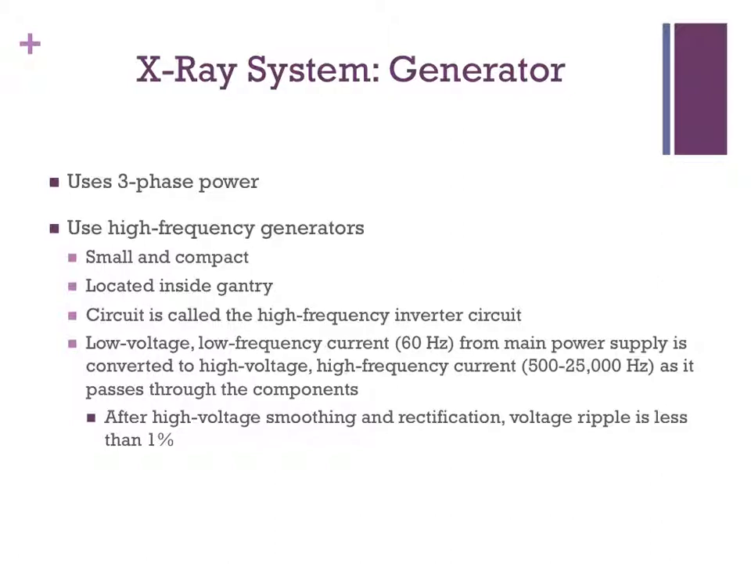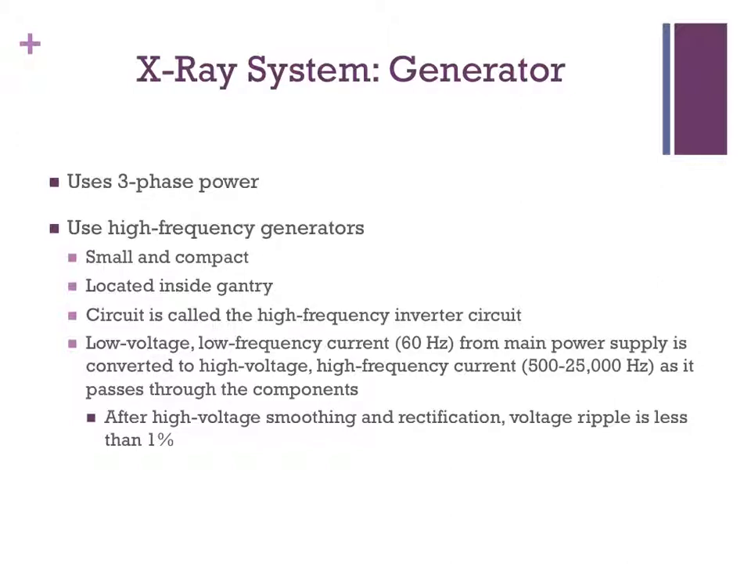Low voltage, low frequency current is used from the main power supply, and it is converted to high voltage, high frequency current. And this happens as it passes through the components. Each component changes the low voltage, low frequency AC waveform to supply the X-ray tube with the high voltage, high frequency direct current of almost constant potential.